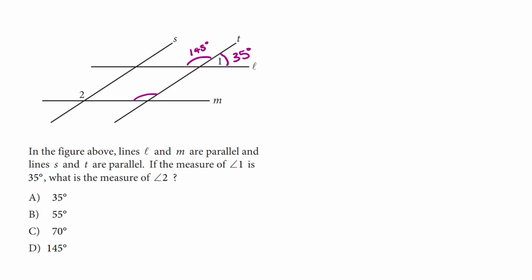This angle here is also going to be 145 degrees because they are consecutive angles. And then same for angle 2. These are consecutive angles from left to right. So that means the measure of angle 2 will be letter choice D, 145.